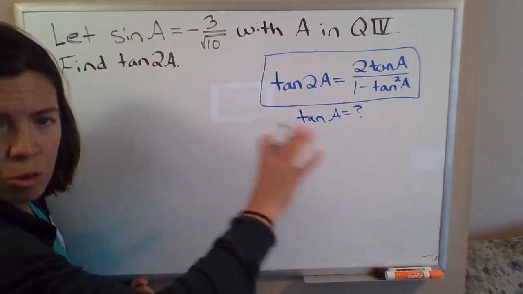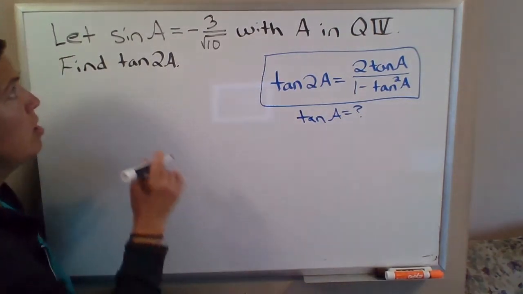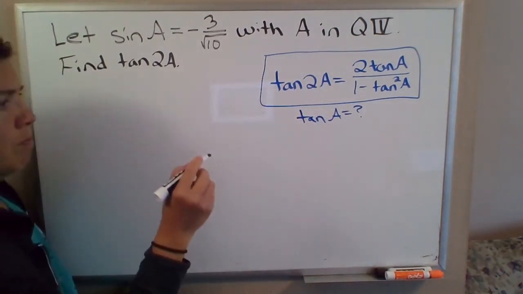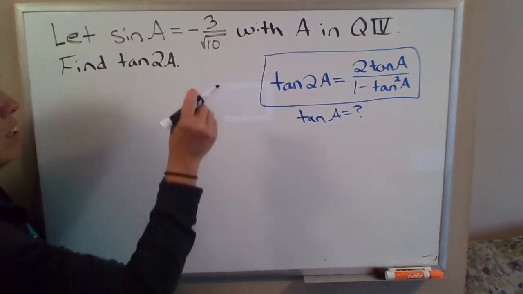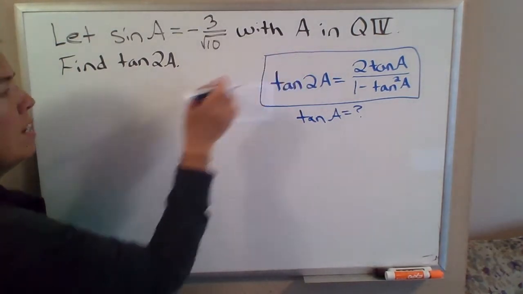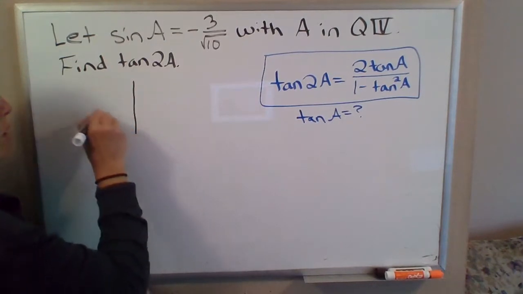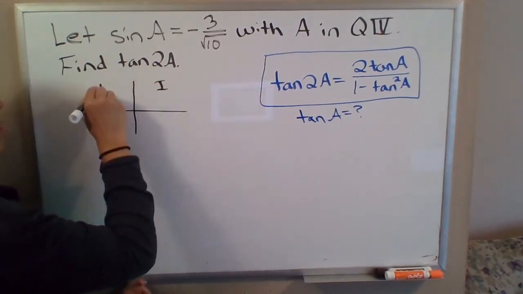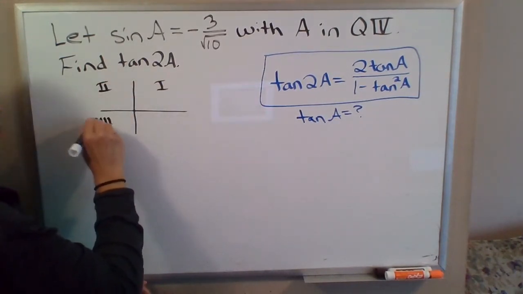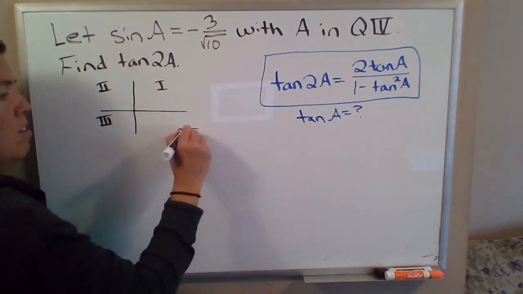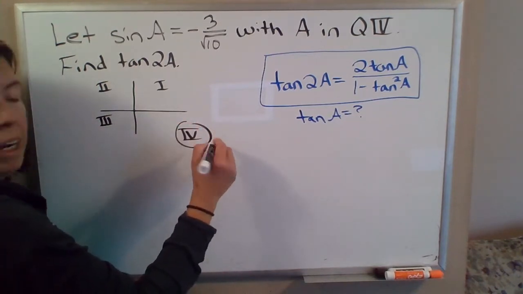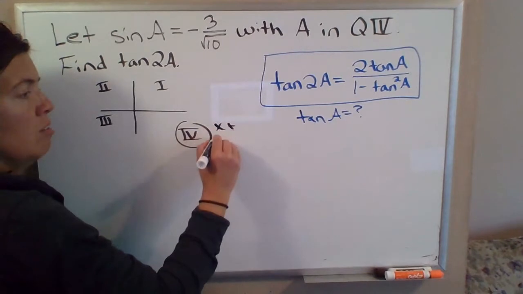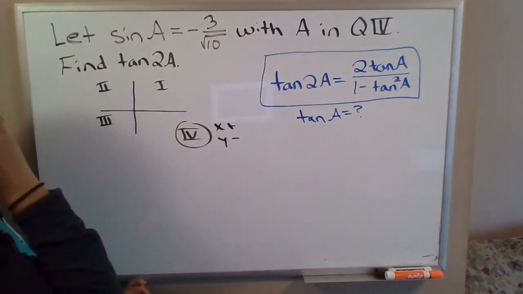I tend to stick with using the xyr definitions, which I'm going to go through. So let me first draw a picture. A is in quadrant 4. So 1, 2, 3, 4. A is in quadrant 4, where x is positive and y is negative.